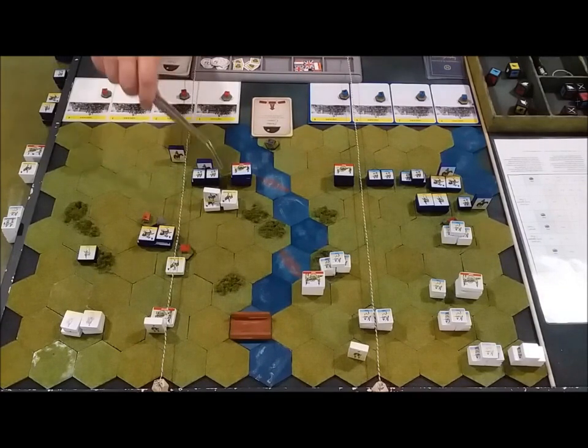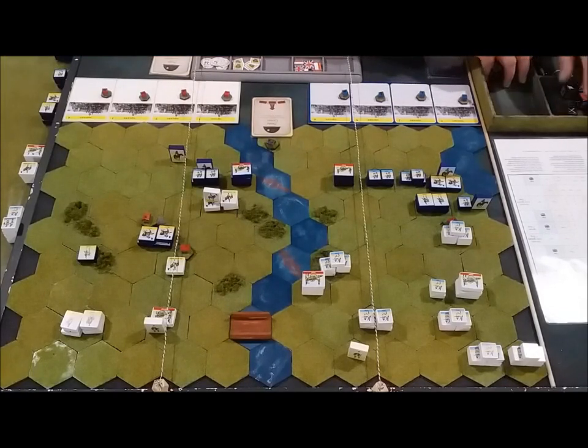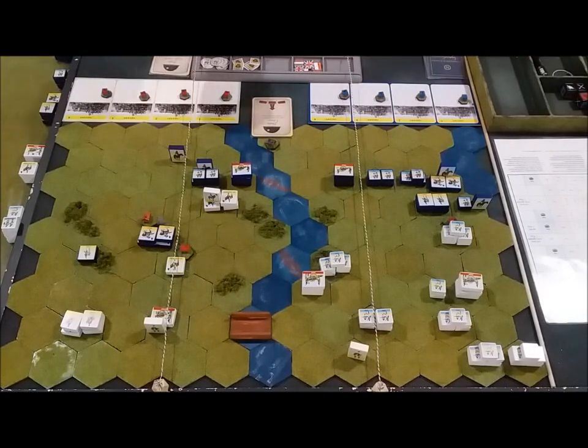Righto. Which leaves this heavy cuirassier now, who is going to attack this foot unit before it worries about this line unit. So it is 4 dice plus 1 against the 3 foot artillery, and they get 2 hits and a retreat.